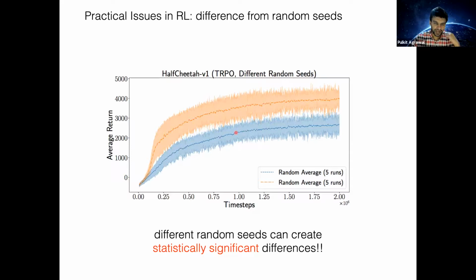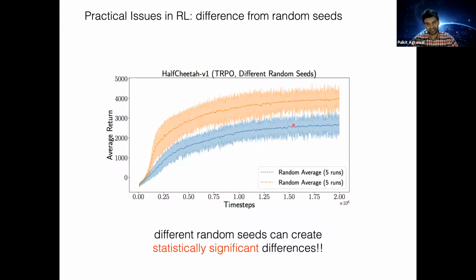Then I do the same experiment. I run 5 more seeds, and what I end up getting is the blue curve over here, with its variance. So the fact to notice is that the difference between the orange line and the blue line is actually statistically significant.